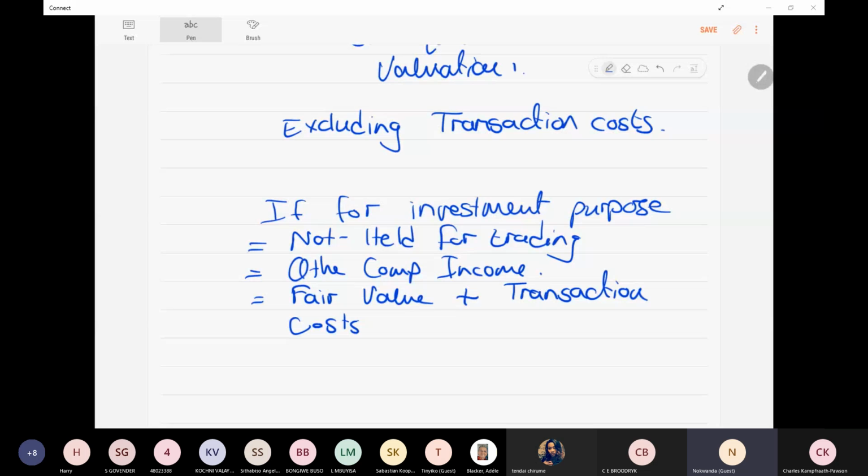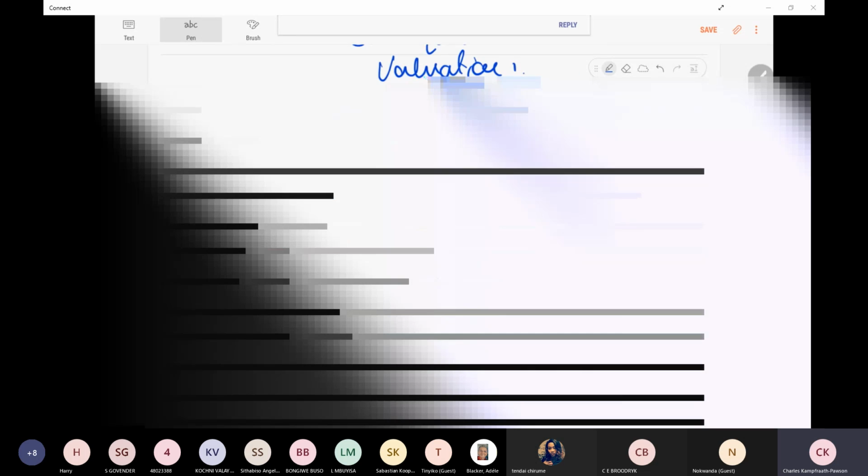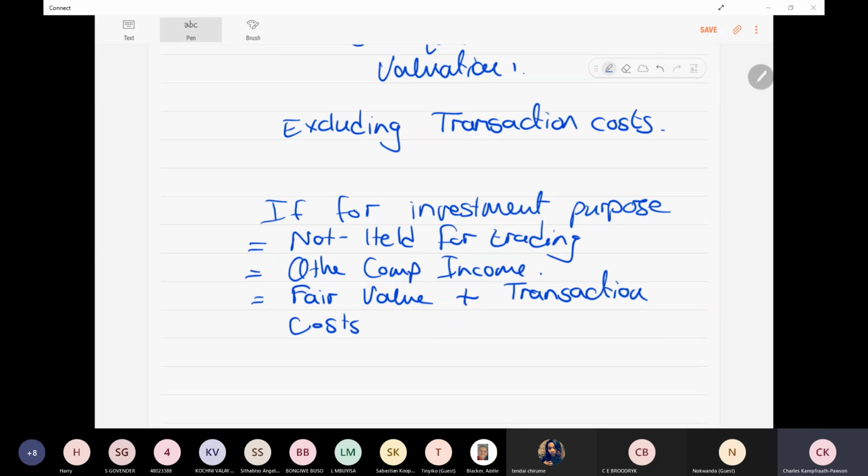Excuse me, Charles. Yes. I just want to find out, does it matter if it's for a limited company or for a PTY limited, taking it to other comprehensive income? No, it wouldn't really matter because it's still the treatment of the underlying asset, the underlying transaction. Thank you. The IFRS is not really written to distinguish between a limited company or a PTY limited.